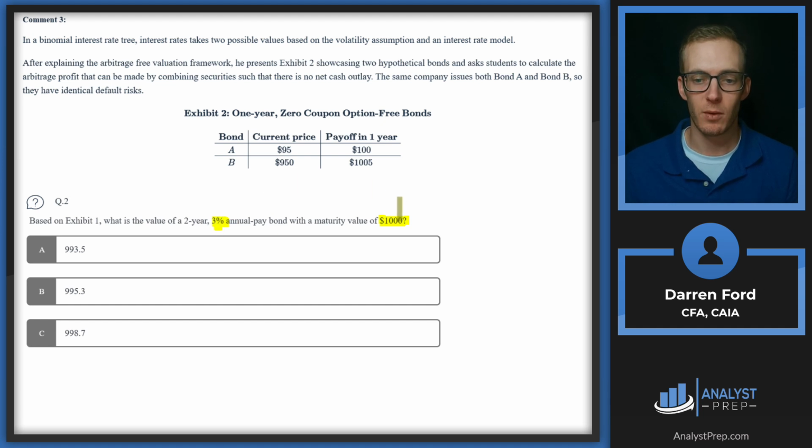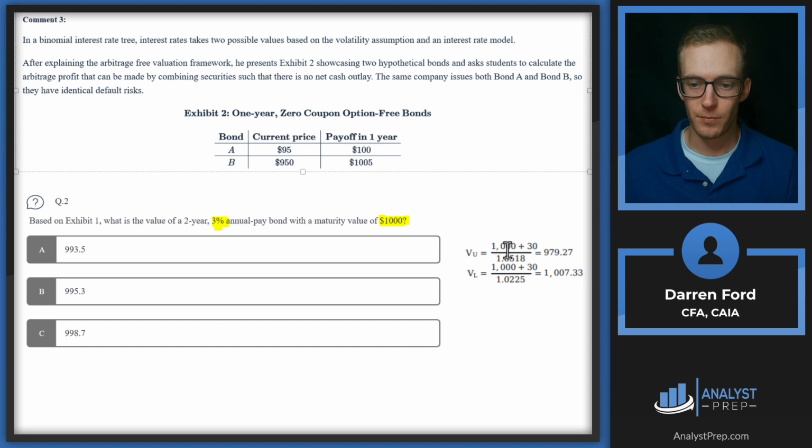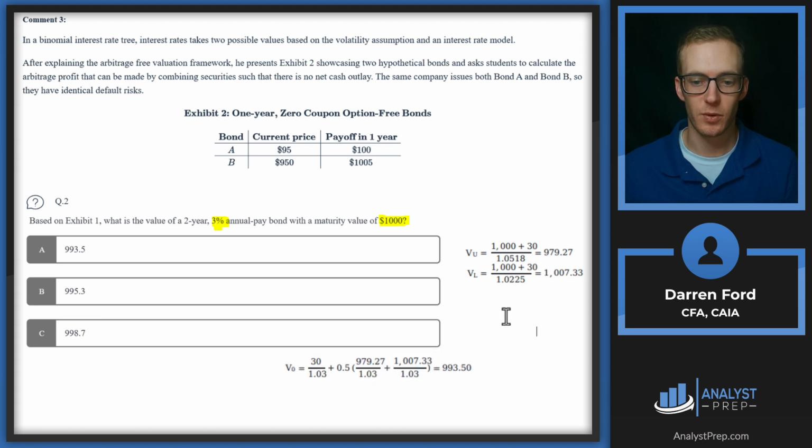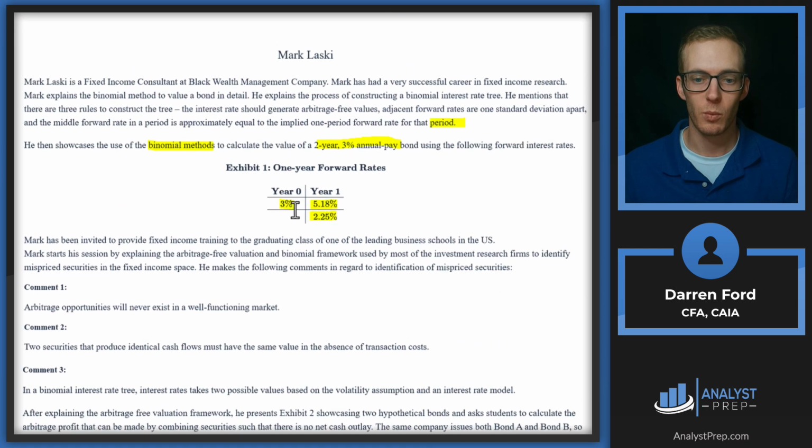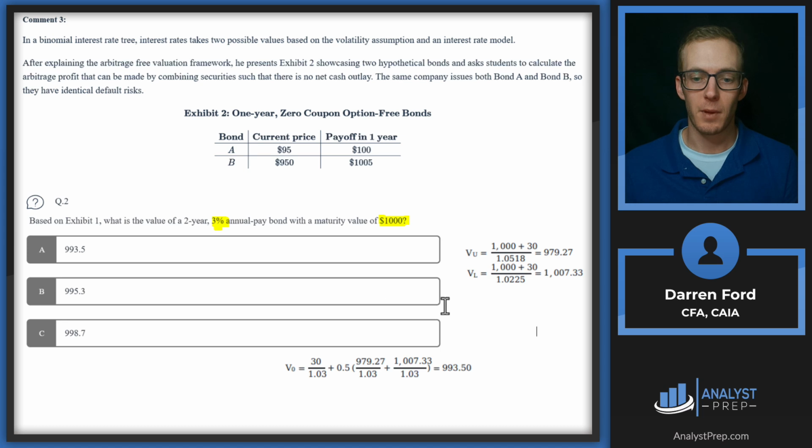So basically we need to get the values that we get for year 2, which are going to be the upper and lower options. And then we're discounting these back to the first period. So we've got our 979.27, our 107.33. We're going to 50% weight these then in the first period to get our actual value. So you see we 50% weight these, discount them back by 1.03, which is this rate here. And then we add 30 discounted back at that same rate. Gets us to 993.5 for the current value of the bond, which would be answer A.